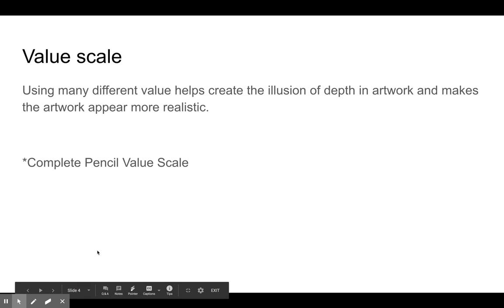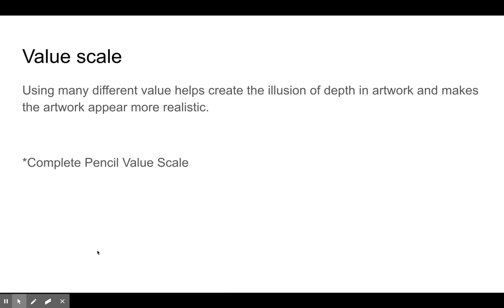Now, for your value scale, you're going to use many different values to help create a sense of depth in your artwork, and you want to make sure you have a wide range of value. So you don't want all your values to be really close together. You want to use some really, really dark values, some medium gray values, and you also want to use some really, really light values and maybe even white space in some of your artwork.